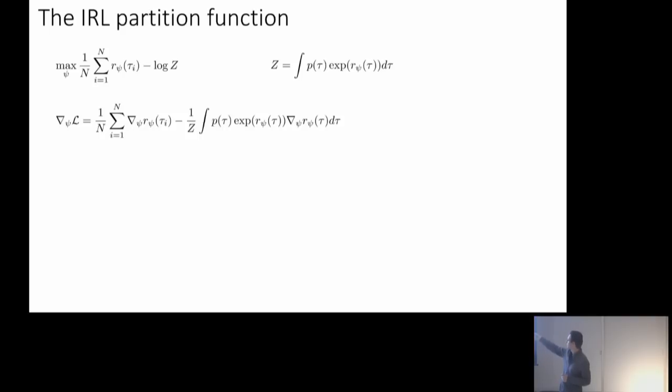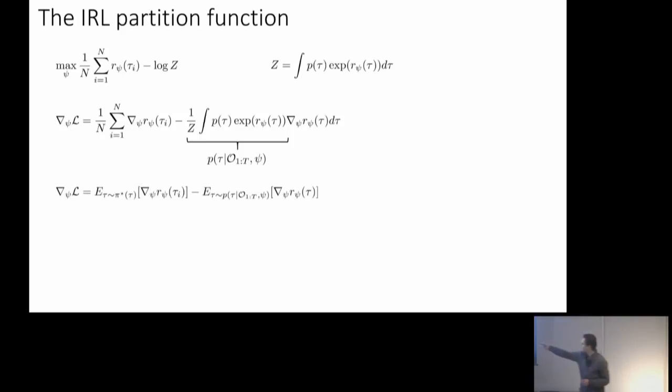And for the second term, from the definition of the derivative of a log, it ends up being 1 over z times the integral of the stuff inside the integral times grad r psi of tau. This comes from the definition of the derivative of a log, and then the definition of the derivative of an exponential. Now the second term looks kind of interesting, because the stuff in front of the grad is the probability of the trajectory happening under the current reward function, and it's even normalized with the 1 over z out front. So this part is just the probability of the trajectory given the optimality variables and your current estimate of the reward parameter psi.